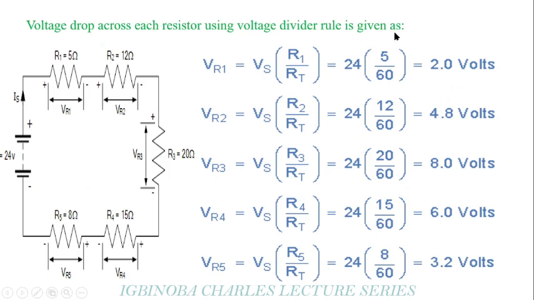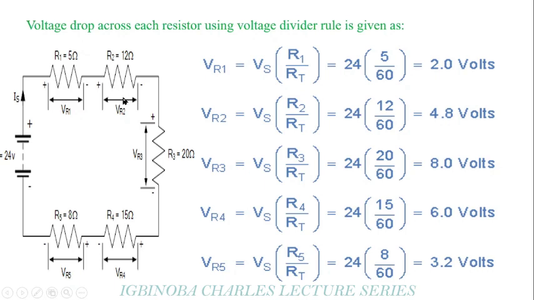As we said earlier, in order to apply the voltage divider rule, the first thing we need to do is calculate our total resistance, which we calculated to be 60 ohms. So the voltage drop across this 5 ohm resistor is the supply voltage, Vs, times R1 divided by the total resistance. So we have 24 times 5 divided by 60, and I get 2 volts.